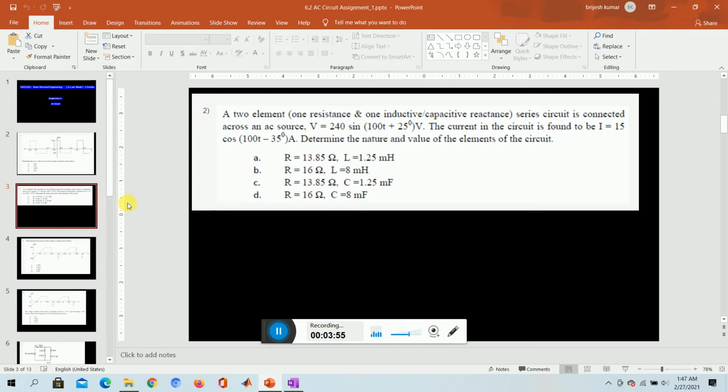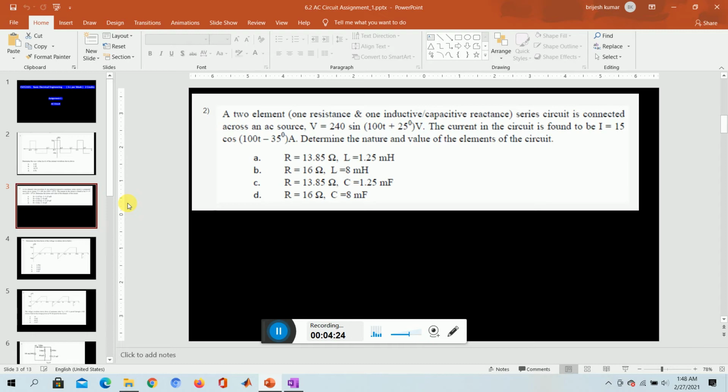This is another question. A 2-element series circuit, with one resistance and one inductive or capacitive reactance, is connected across an AC voltage V equal to 240 sine 100t plus 25 degree volt. The current in the circuit is found to be 15 cos 100t minus 35 degree ampere. Determine the nature and the value of the element in the circuit.